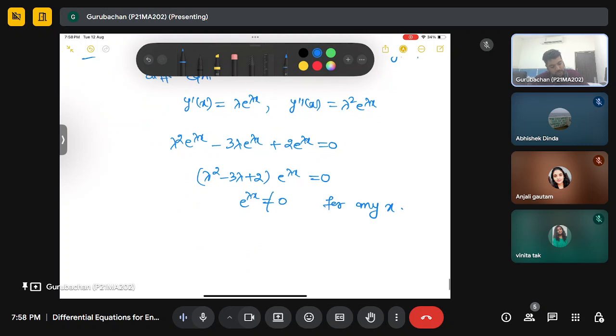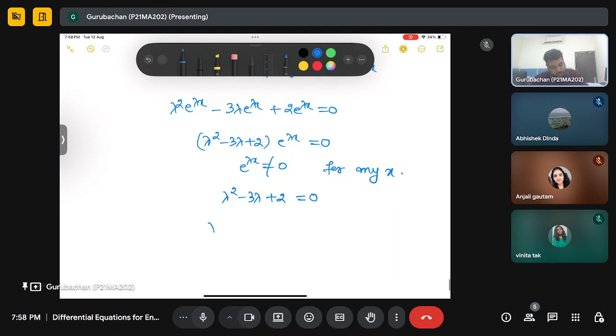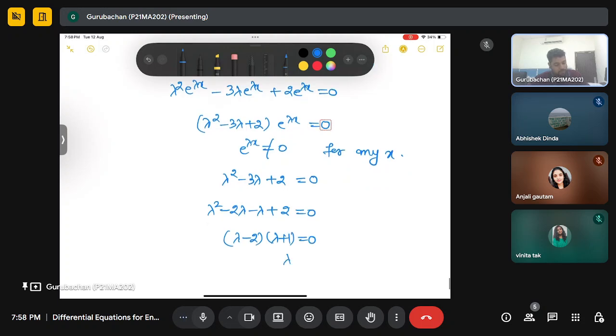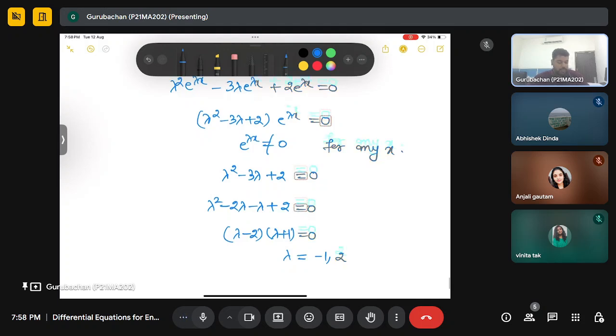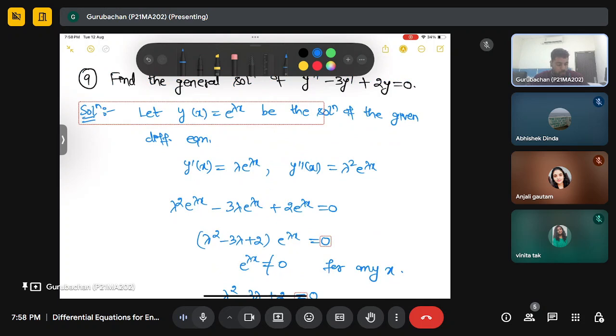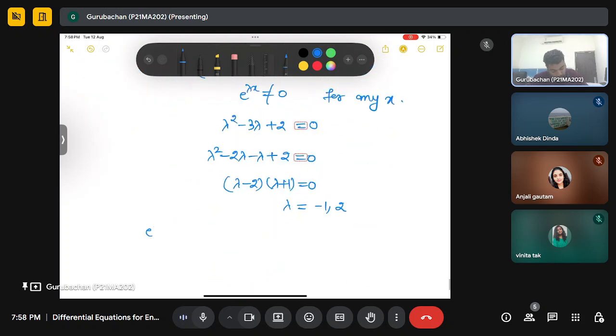Therefore, what has to be 0 is lambda square minus 3 lambda plus 2 equal to 0. It's a quadratic equation, you know how to solve it. So lambda square minus 2 lambda minus lambda plus 2 is equal to 0. This will give you lambda minus 2 and lambda plus 1. So lambda has two values, minus 1 and 2. We are assuming that e to the power lambda x is a solution. That means e to the power minus x and e to the power 2x.